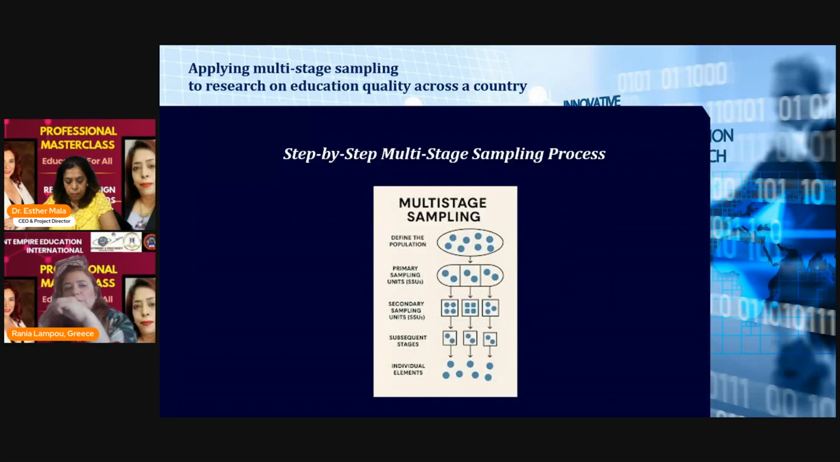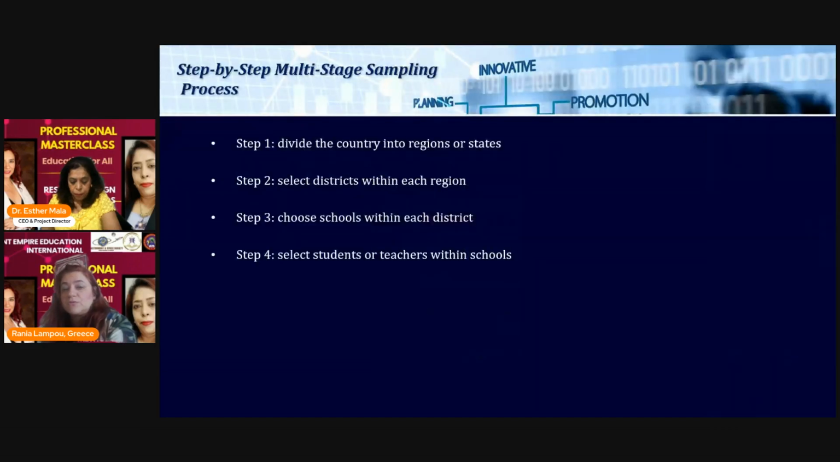Now, suppose you are conducting research on education quality across a country. How would you apply multi-stage sampling to ensure efficiency and representativeness? When we conduct nationwide research on education quality, using multi-stage sampling is ideal because it ensures efficiency, meaning manageable scope, and representativeness, meaning coverage of various regions, school types, and demographics.